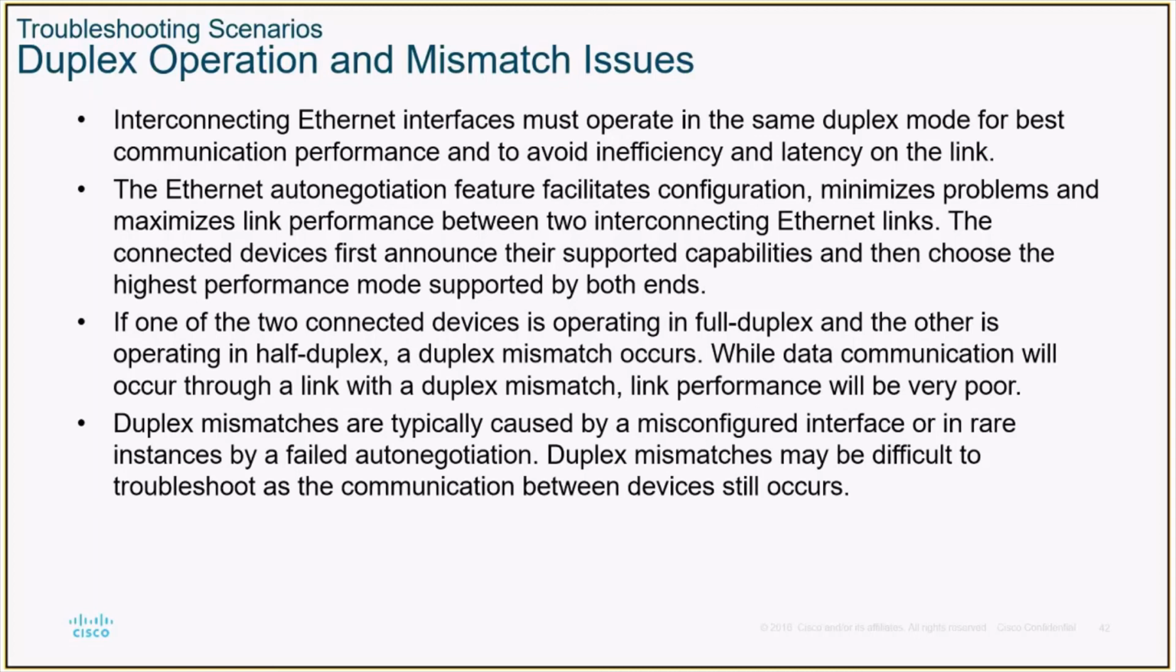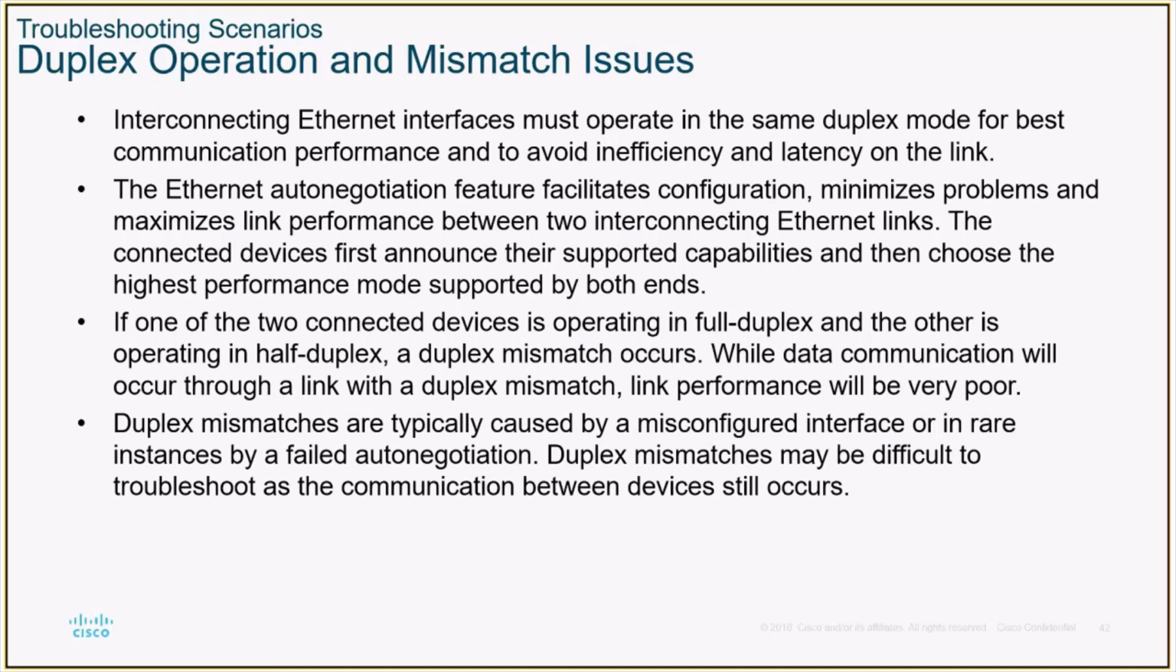The Ethernet auto negotiation feature facilitates configuration, minimises problems and maximises link performance between two interconnecting Ethernet links. The connected devices first announce their supported capabilities and then choose the best performance option of those. If one of the two connected devices is operating in full duplex and the other is in half duplex, that mismatch occurs. While data communication will occur through the link with a duplex mismatch, it will be poor performance.